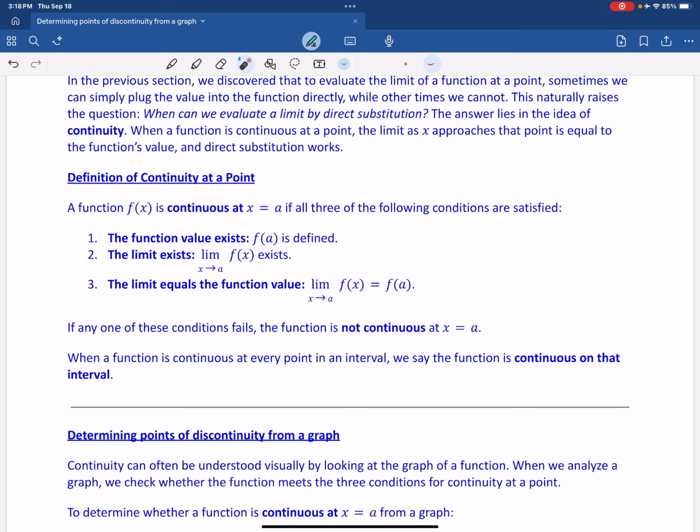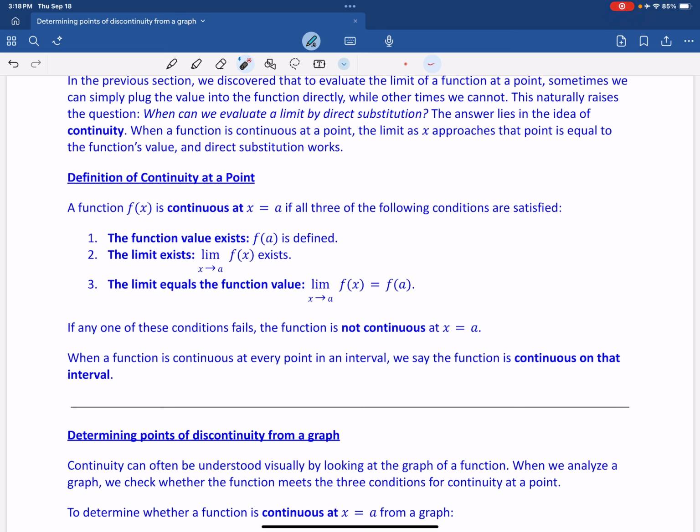A function f of x is continuous at x equals a if all three of the following conditions are satisfied. First, the function value has to exist. So when you plug in x equals a, it has to be defined. You do have to be defined at that point. No open circles, no division by zeros, no square roots of negatives. Okay. The limit also has to exist. And remember, for the limit to exist, the limit as x approaches a from the left has to equal the limit as x approaches a from the right. So you couldn't have any jumps where the limit from the left and the right did not agree.